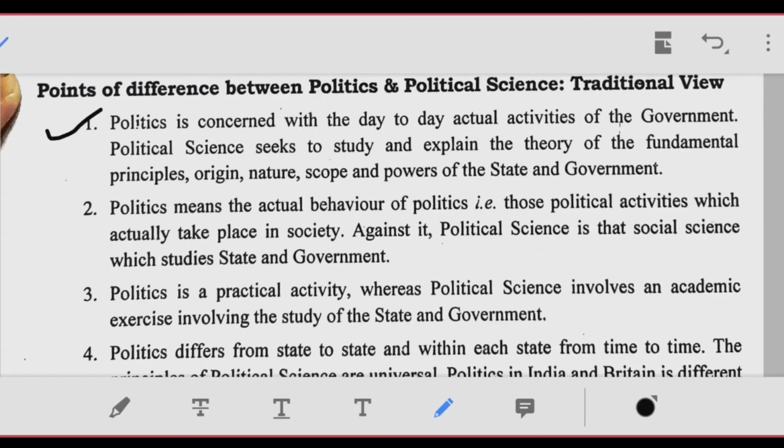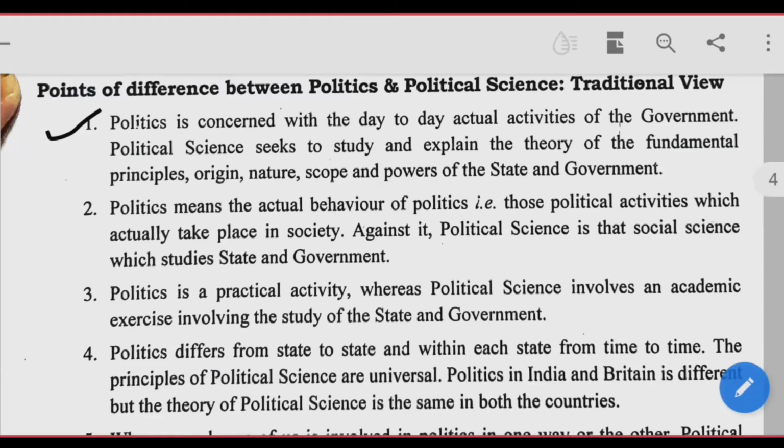So the day-to-day work of the government is known as politics. Then political science seeks to study and explain the theory of fundamental principle, origin, nature, scope, powers of the state and government. What the government does every day is politics. What the government should do, when it is written in the book, that is political science. Right now, the book which we are studying is a political science book, isn't it? What is written is theory about politics, political science, state, government, everything is mentioned. So this is political theory. Political science studies the state and government. But what is politics?